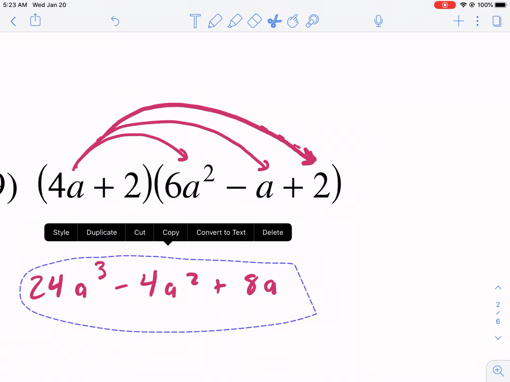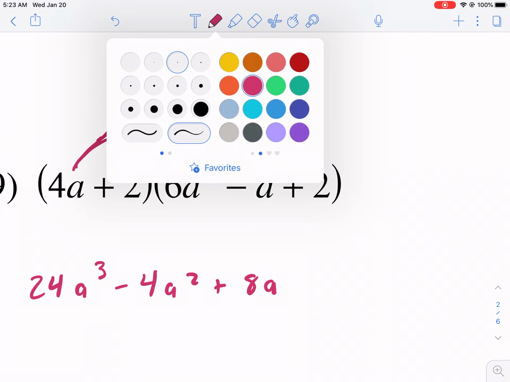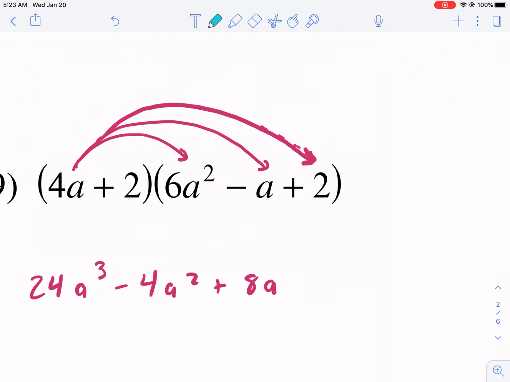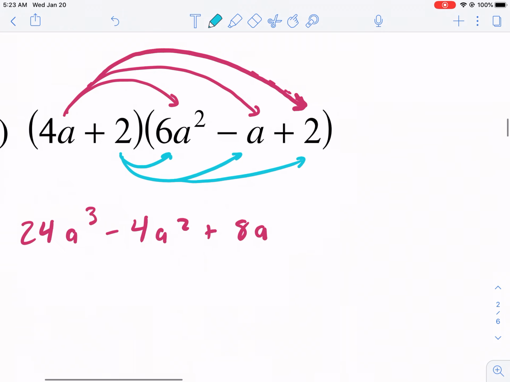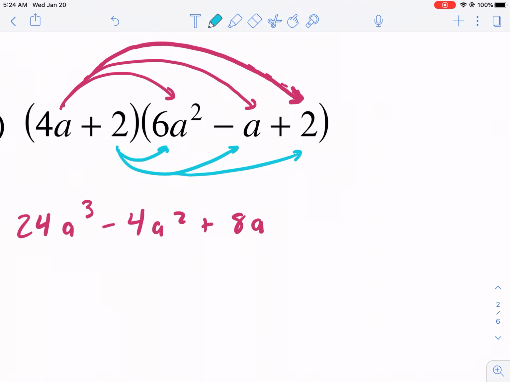Let me move this down because I want to go beneath. Let's go blue this time. So now we have to do the same thing with the 2. We want to match up the 2 and multiply it with every term in the second parentheses also. So we get positive 12a squared minus 2a plus 4. Okay, and those are the 3 multiplications that I just did.